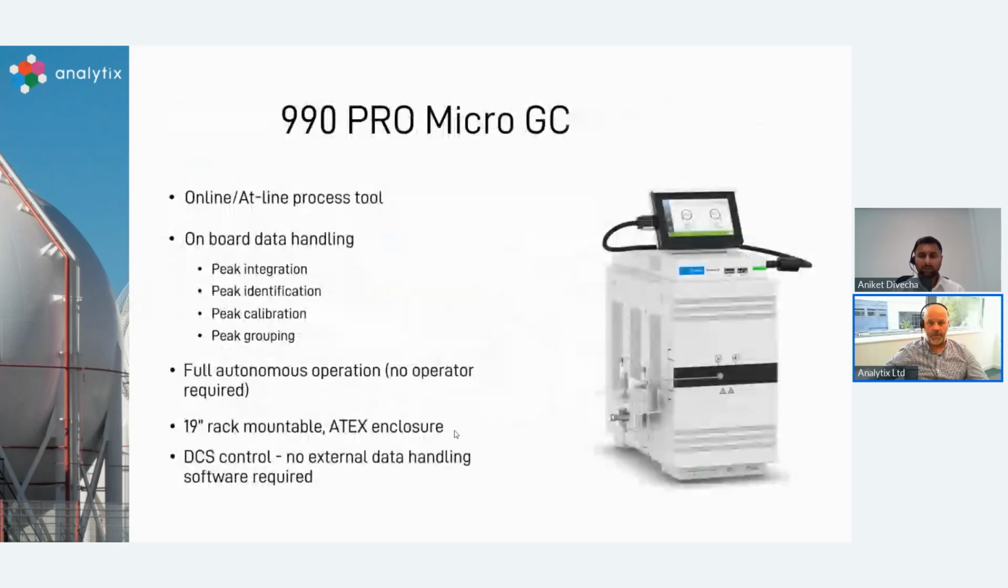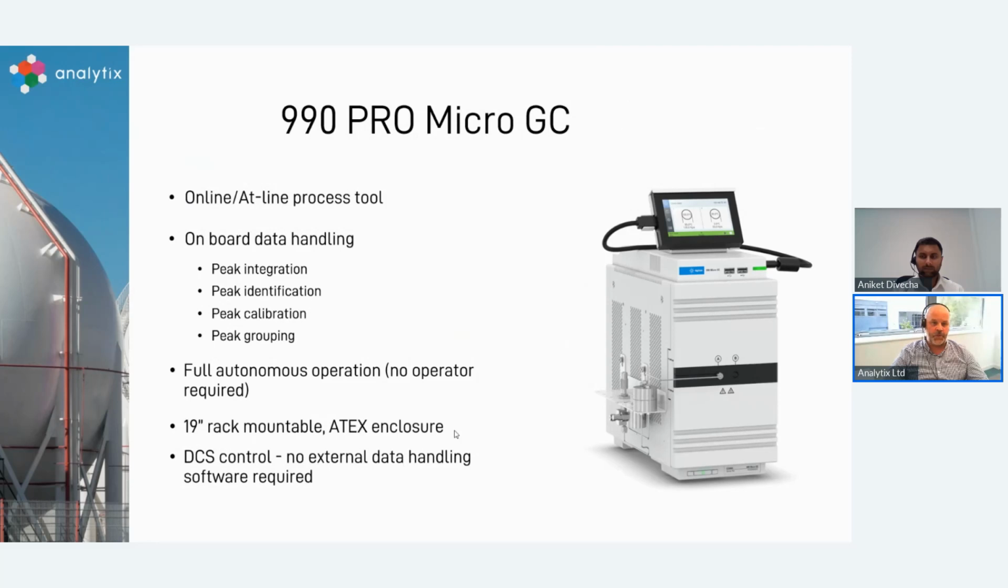So the other option that we have, other than the lab and the mobile instrument, is what we call the 990 Pro. Pro doesn't stand for professional, it stands for process. So this is designed to be what we class as an online or at-line process tool. So essentially continuous monitoring of a particular sample stream.